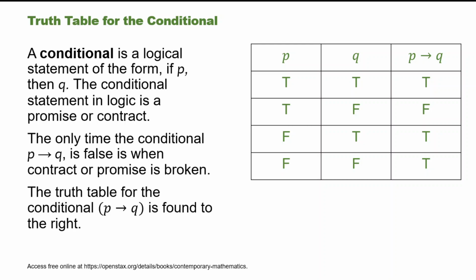The only thing that matters, the only time that it's false, is when the child eats their vegetables, the parent doesn't give them dessert. That is the statement true then false, and in that case the conditional is false. So again, there's our truth table for the conditional, P implies Q on the right.